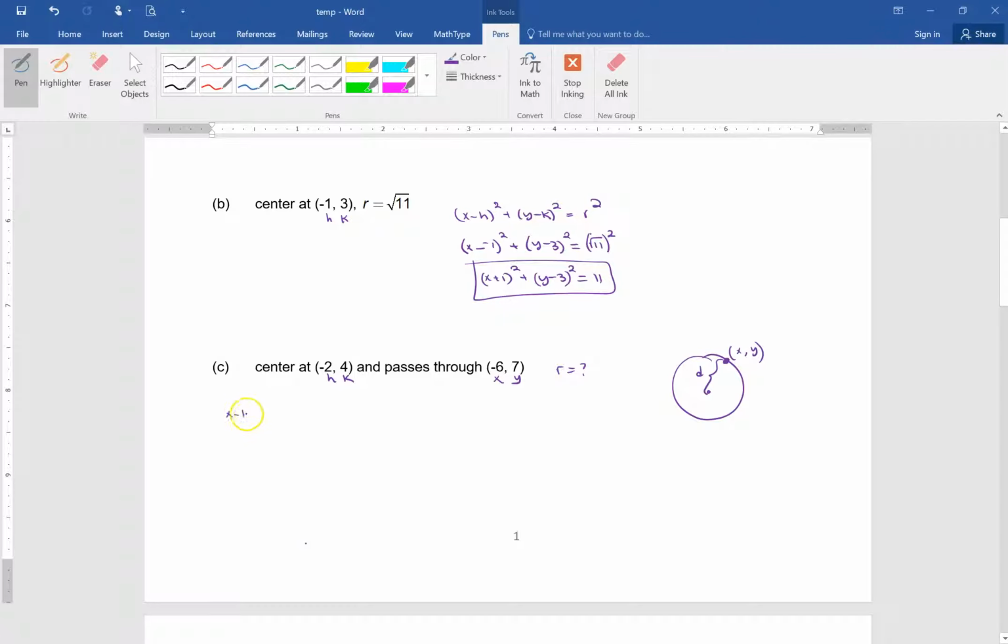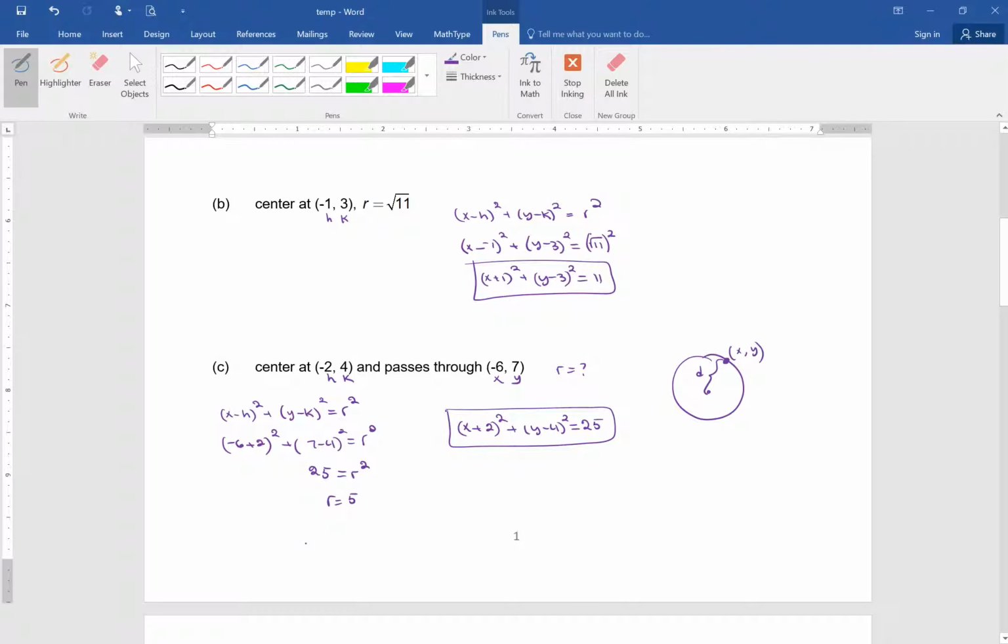So (x minus h) squared plus (y minus k) squared is equal to r squared. So this is (negative 6 plus 2) squared plus (7 minus 4) squared is equal to r squared. 25 is equal to r squared, so r is 5. All right, so now we plug things back in. It's going to be (x plus 2) squared plus (y minus 4) squared is equal to 25.